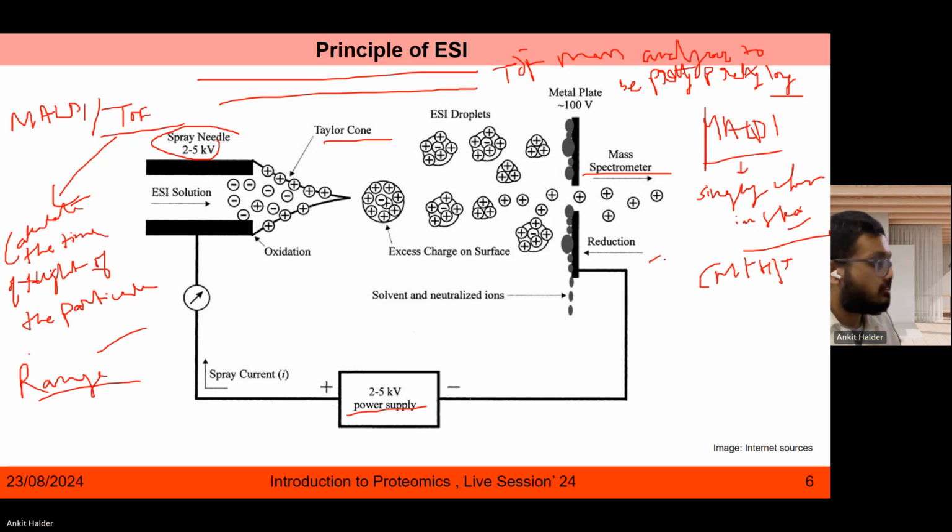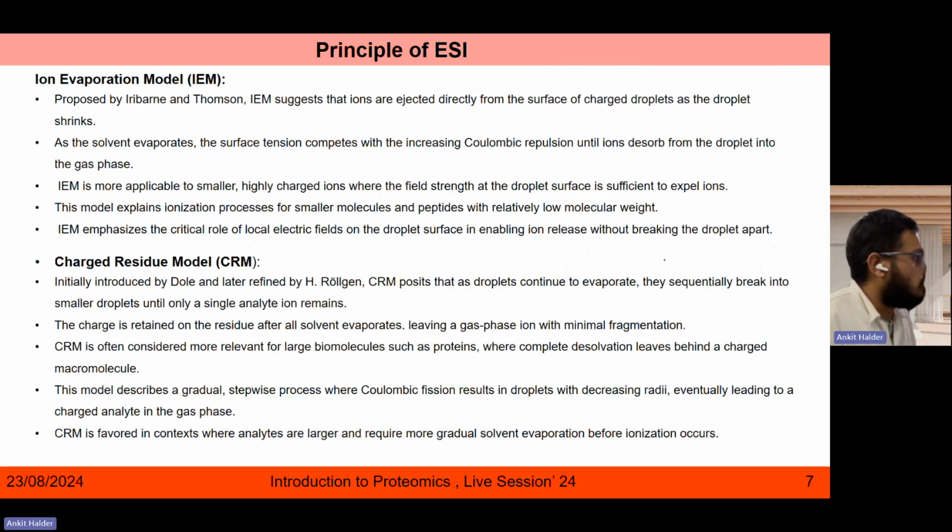Okay. So now if we talk about the principle of ESI, there are two models. One is the ion evaporation model and one is the charged residue model. So there are two models to dig deeper into the principle of ESI.